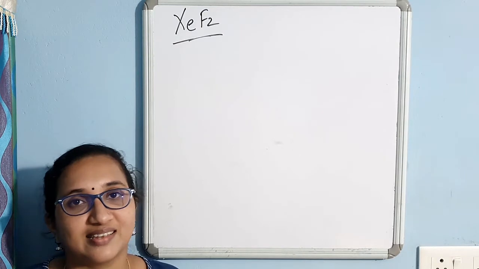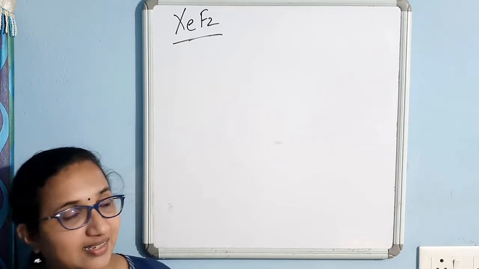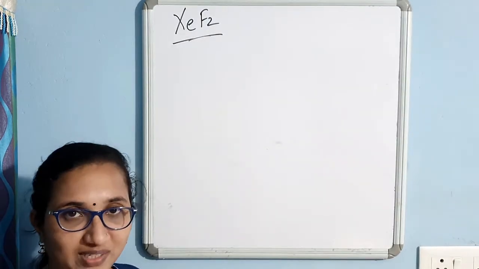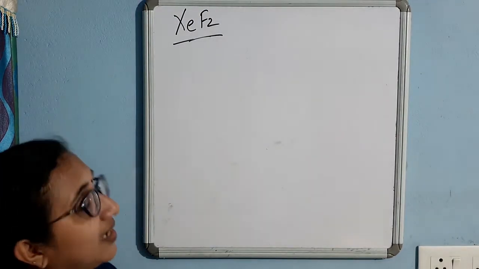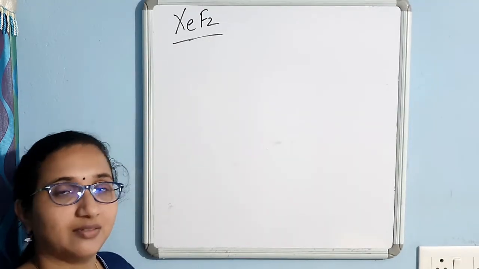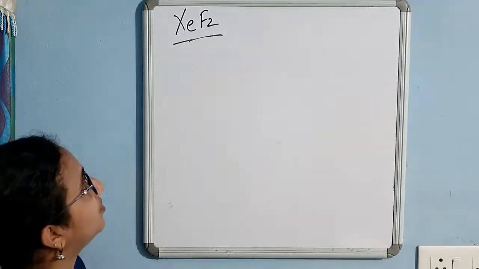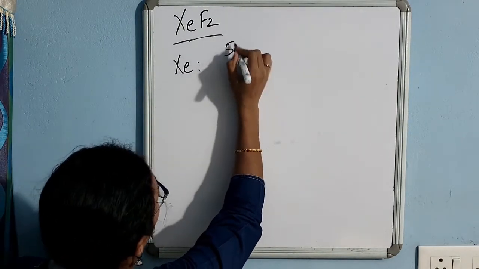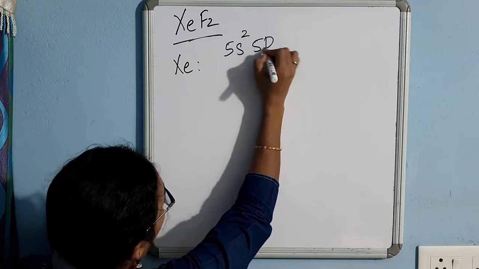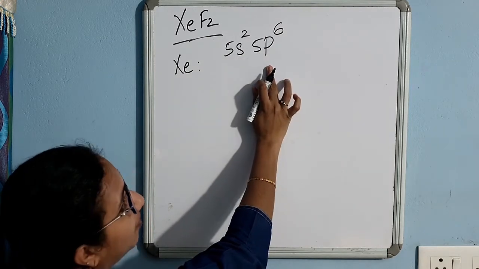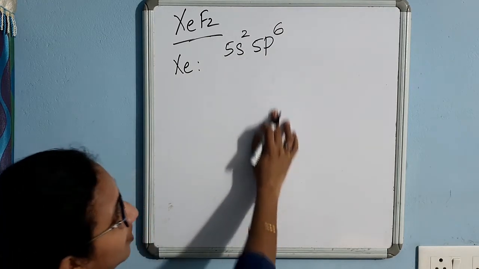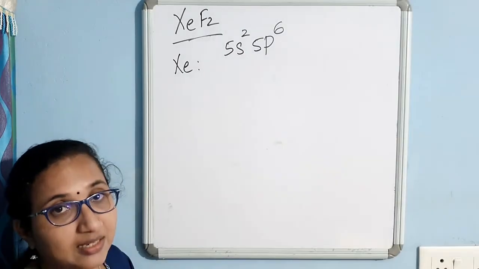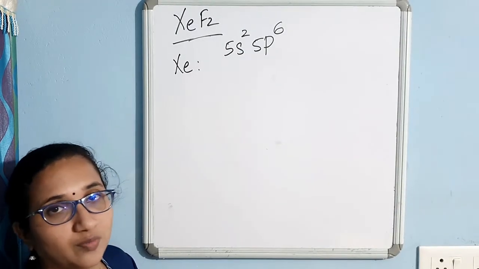Next, let's take the example of xenon difluoride. Xenon, we know, is an example of a noble gas. The noble gases are helium, neon, argon, krypton, xenon and radon. For xenon, the ground state configuration is 5s2 5p6. Being a noble gas, it has a completely filled configuration. But we know among the noble gases, only xenon forms compounds.